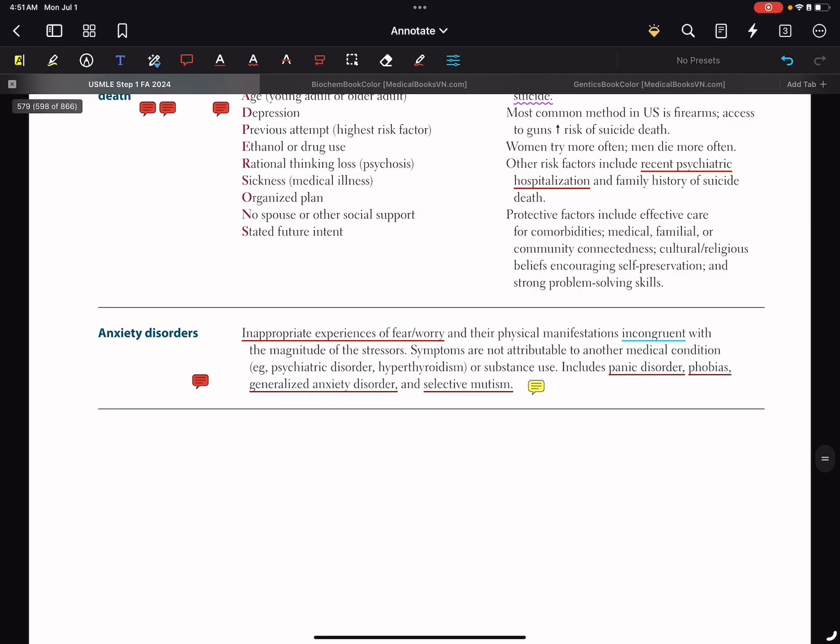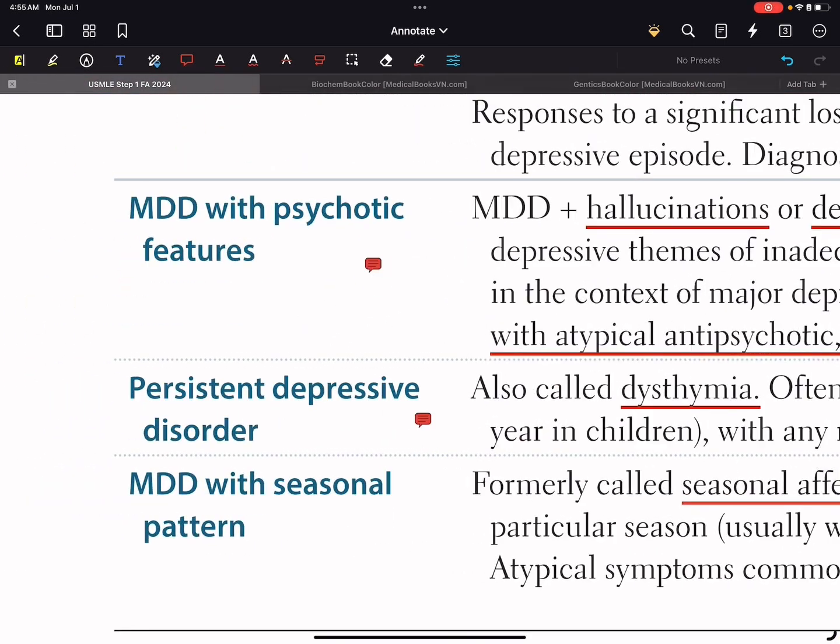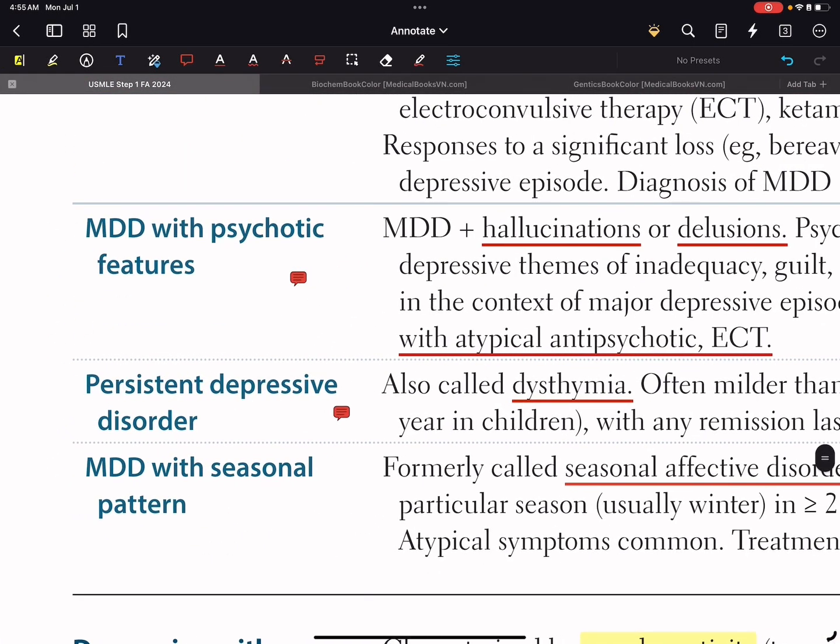Let's just revise the questions here. For MDD with psychotic features, they will tell you about a patient having MDD, but he's hearing voices telling him that he doesn't deserve to live, all of that. So these are hallucinations with MDD. So this is MDD with psychotic features.